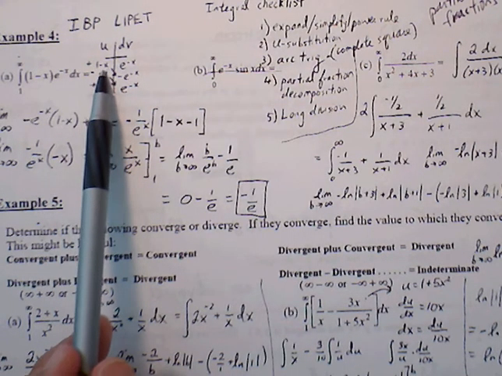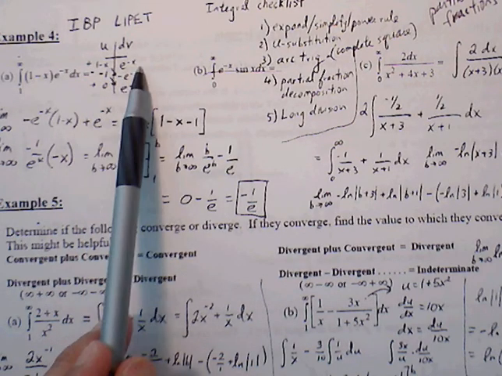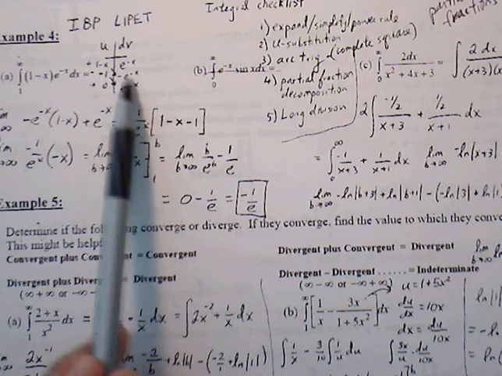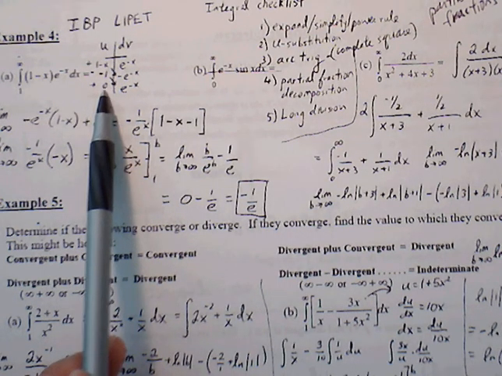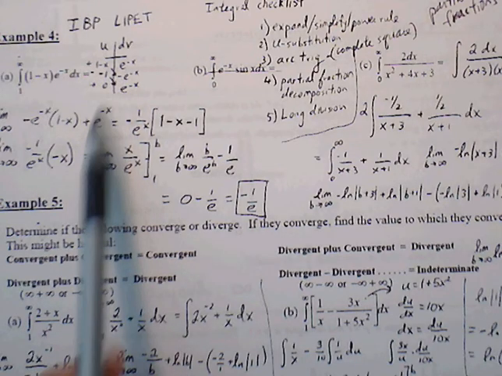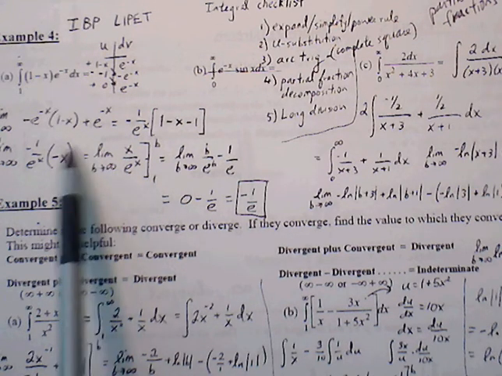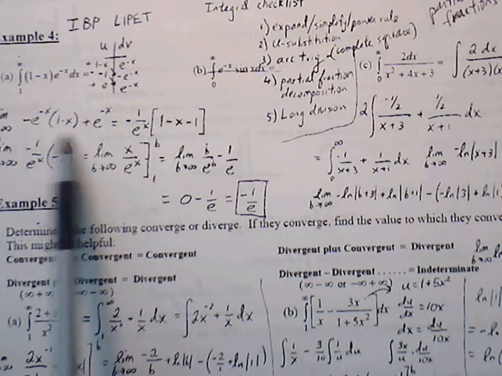So we let the u value be 1 minus x, and then we just find the derivative until we get to 0. And then on the right side, we keep finding the integral until we reach the same number of times that we found the derivative. Okay, and then we multiply the diagonals. So here we have the antiderivative.